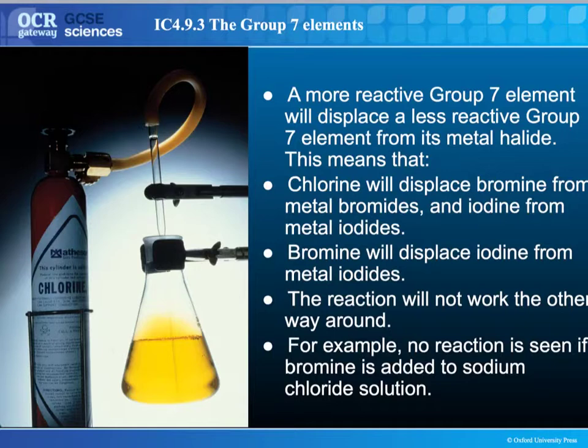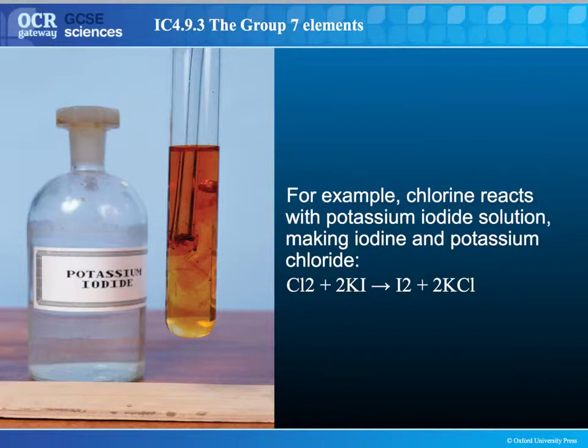Whenever you react chlorine with any metal bromide or metal iodide, that reaction will always take place. Same will happen if you try and react bromine with a metal iodide. But this won't work the other way around, because the one that's free has to be more reactive than the one that's in compound. So you would not get a reaction if you tried to react bromine gas with sodium chloride.